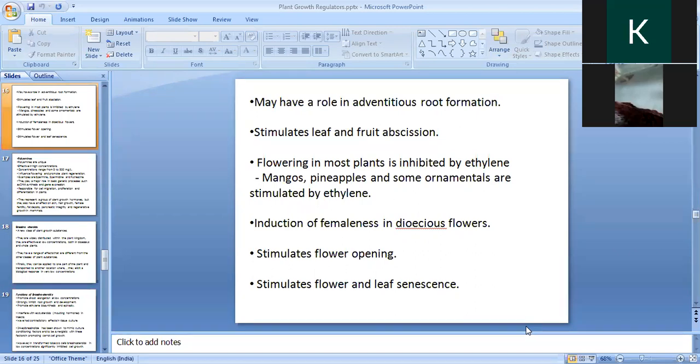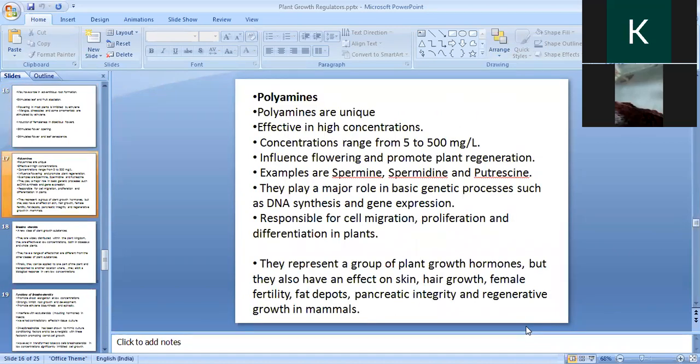And now we will see the plant growth regulators which were discovered in later stages, what kind of effects they have during cultivation, how they affect the plant, and what are the examples of these later developed plant growth hormones. So under that, first we will see about the polyamines.